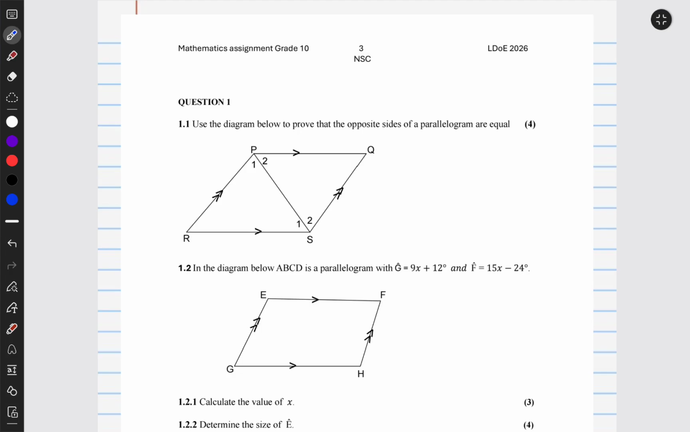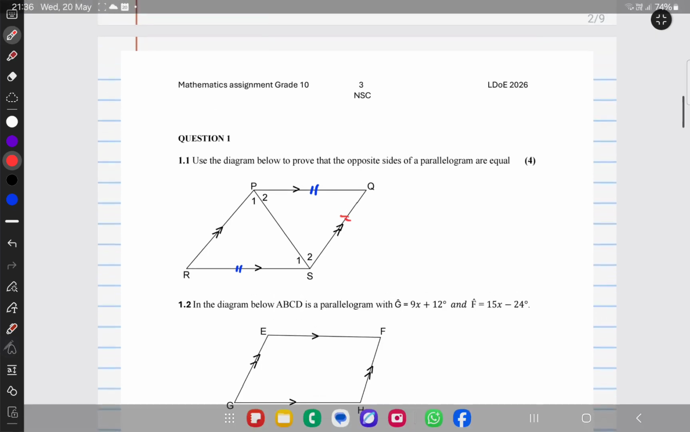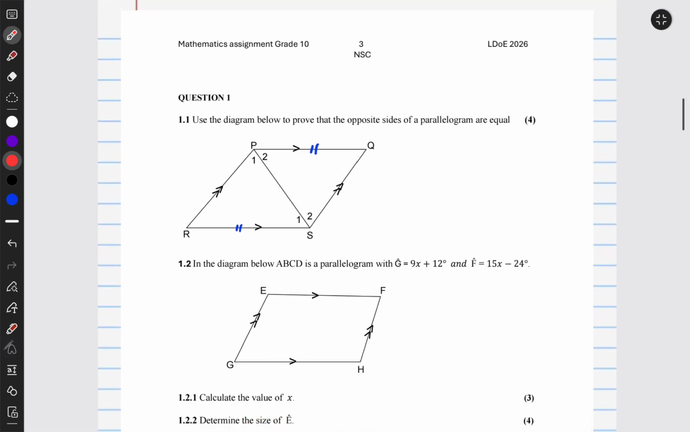So we need to prove a theorem that says the opposite sides of a parallelogram are equal, as it is already represented by these arrows, which also show that the opposite sides are parallel. So we are given angle P1 and P2, angle S1 and S2, and angle R and Q. We have to prove that the opposite sides of a parallelogram are equal.